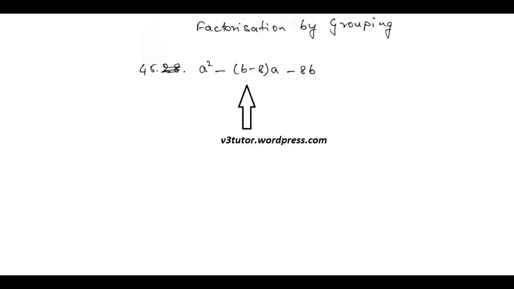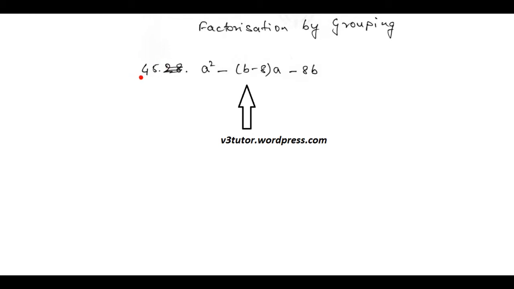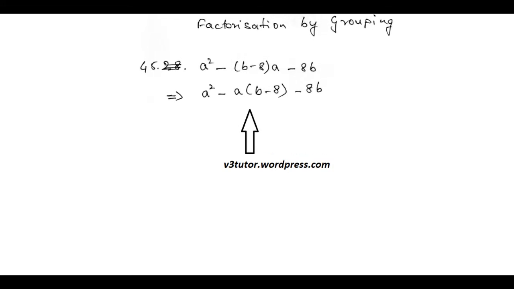Now we will go to another problem of a similar kind but with a little difference. This problem corresponds to problem number 45 in the VCube workbooks, and the problem is a squared minus b minus 8 into a minus 8b. So when you get a problem like this, the first thing that is best to do is you bring a to this side and rewrite it as a squared minus a into b minus 8 minus ab, because when you open the bracket you will forget either the minus sign or a and you will mess up the signs. So it's always better to rewrite in this form, right?